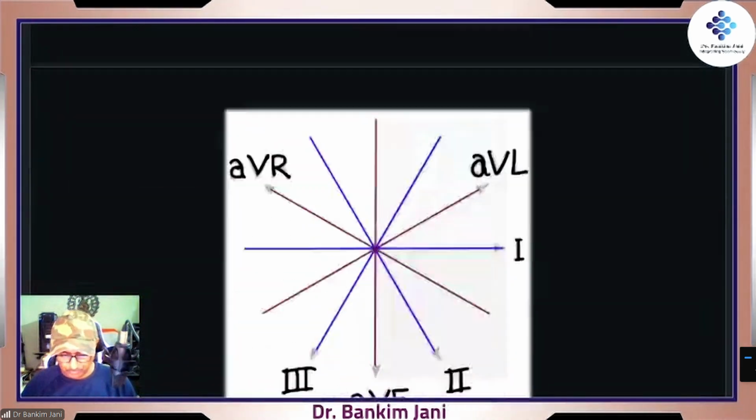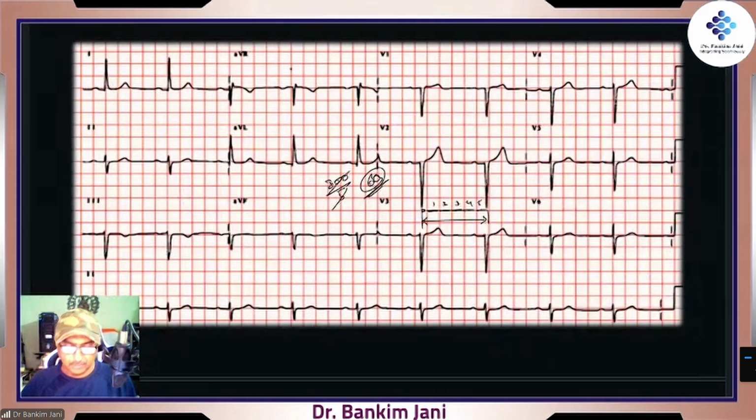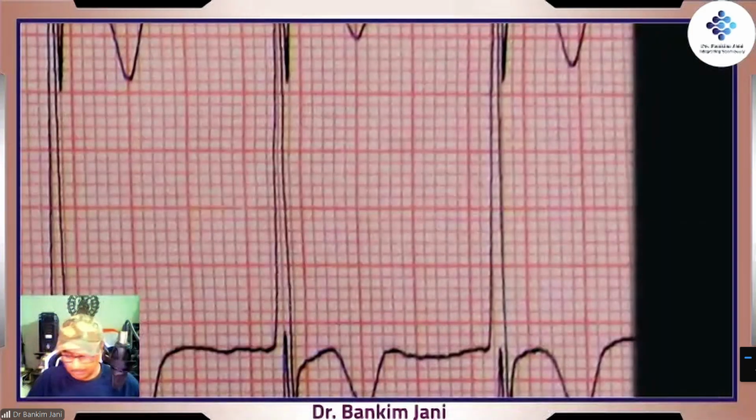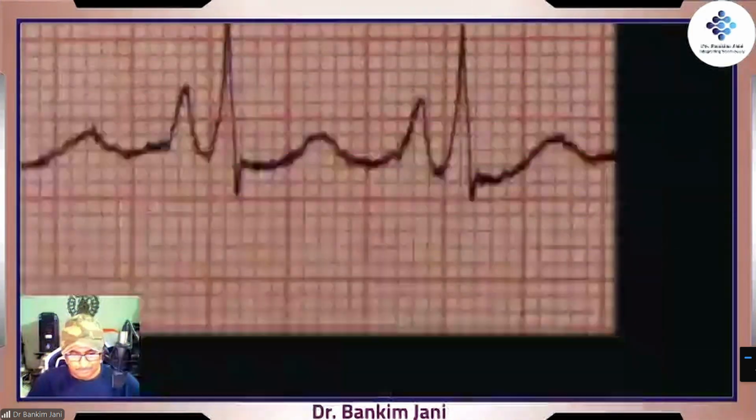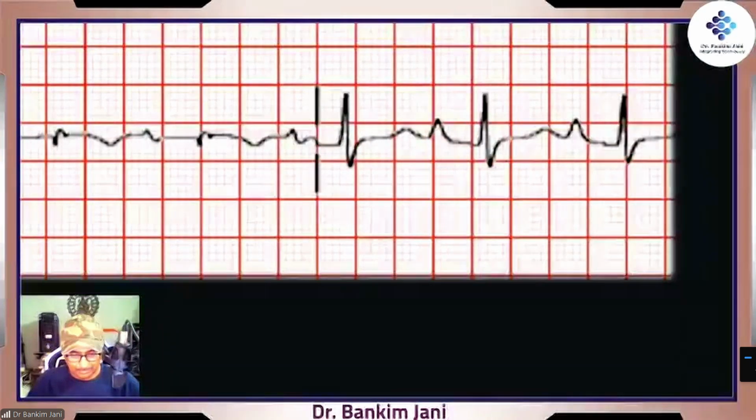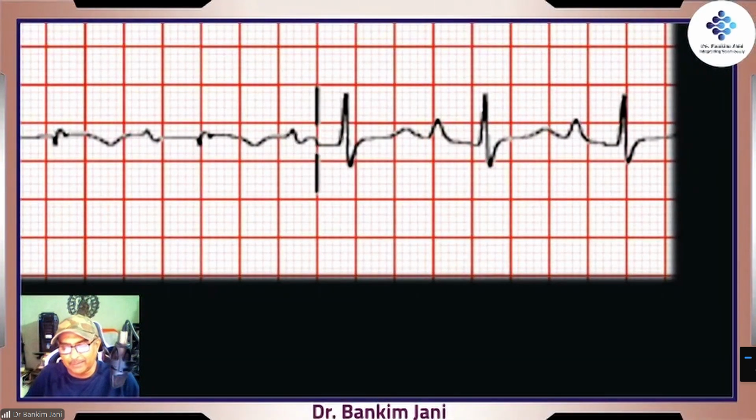I'm giving you a PR interval. In this, quickly, more than one box or less than one box? Take this. This is another one. Take this one. It is pretty typical. This one.